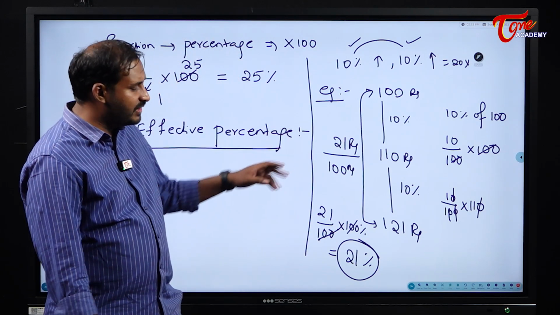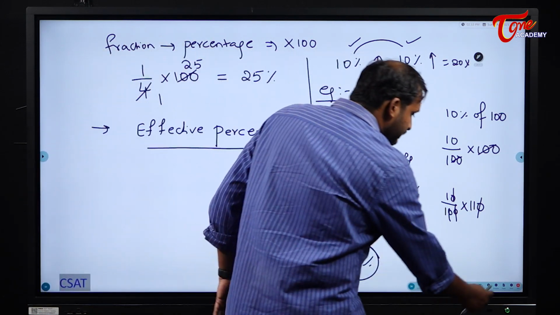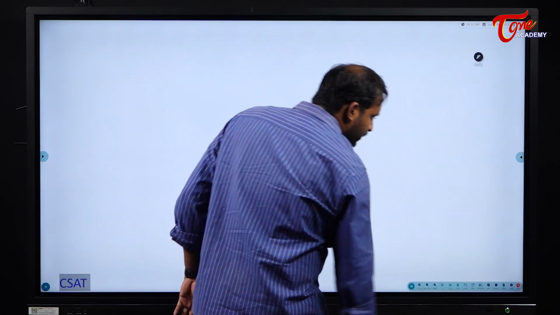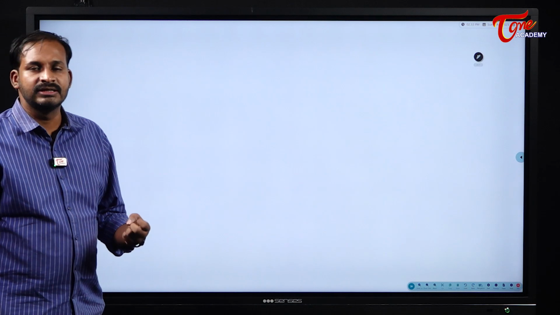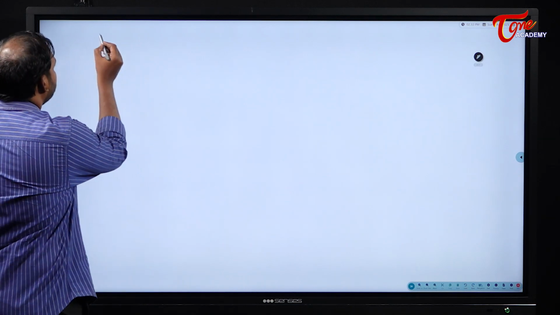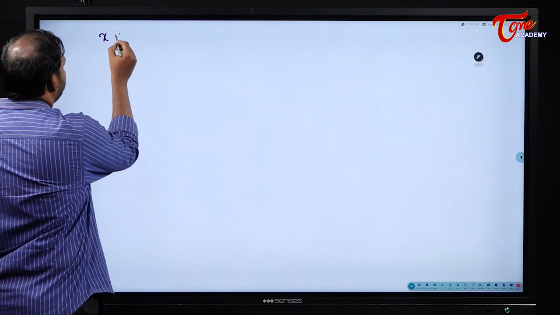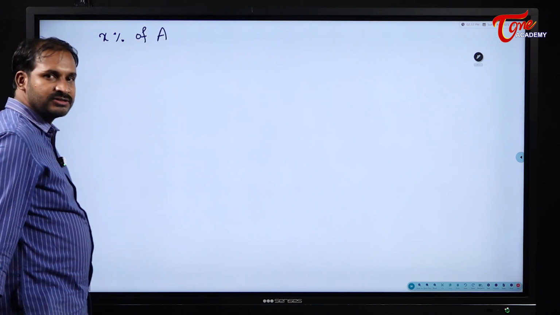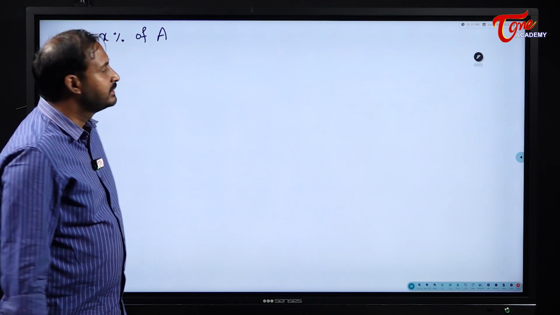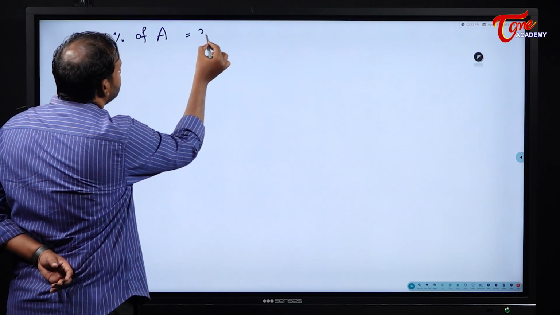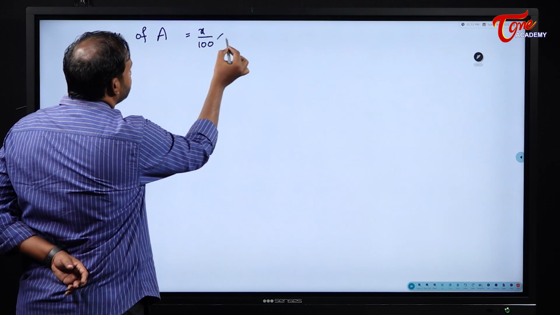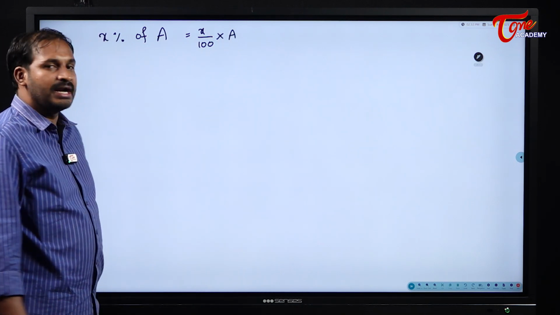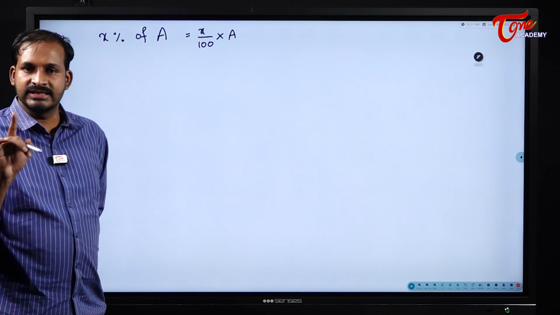So each and every time we are not going to do this one, right? Next, before going to this concept, students, we will learn a few things. Anyway, you people know it, but as a brush up, we will learn this. If I want to find X percentage of A, how are you going to find it? X by 100 into A. Okay, X percentage of A means X by 100 into A. This is the first case.